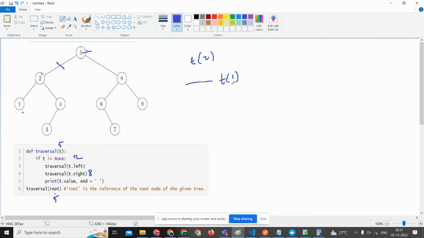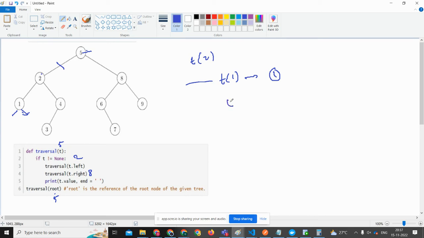Actually, we go to traversal of 1, and we see left is nothing there, the right is nothing, right? And then we print 1. Then the previous suspended call will get resumed from 2. Since we were at line number 3, traversal of t dot left, we'll go to line number 4 now, traversal of t dot right.